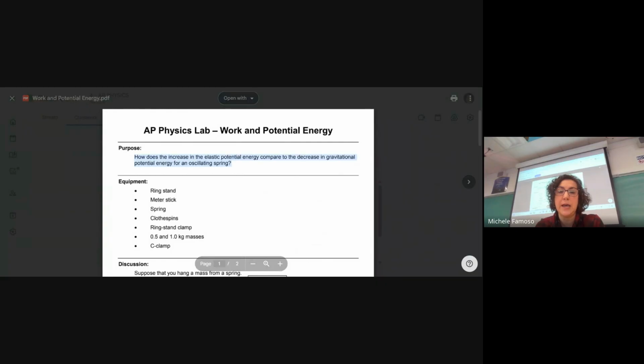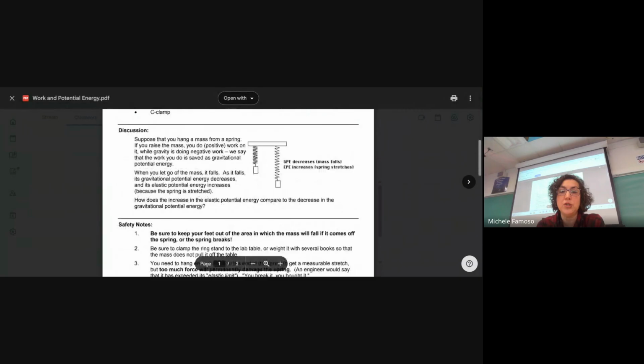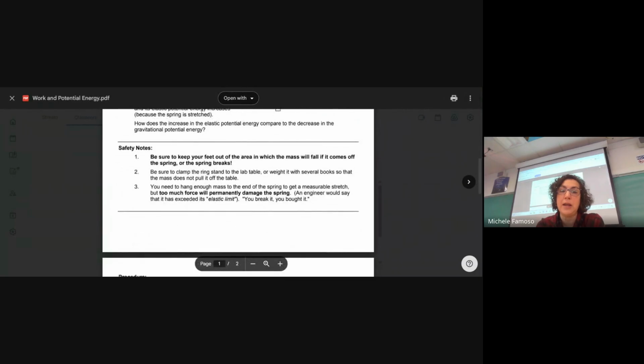The purpose of this lab is to determine how the increase in the elastic potential energy compares to the decrease in the gravitational potential energy for a spring that can oscillate. You're never going to get the spring to oscillate, though. You're just going to get it to drop to a particular point. And the first part of this lab, which is the long part, I'm not even going to go over. This is how you're setting it up.